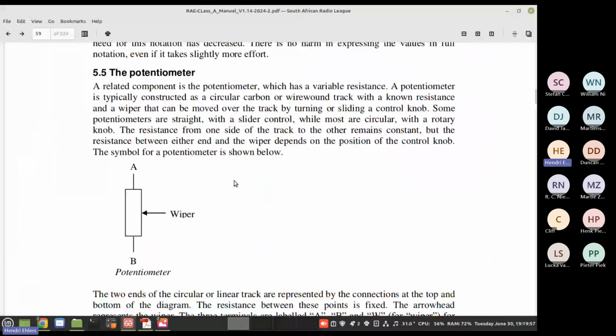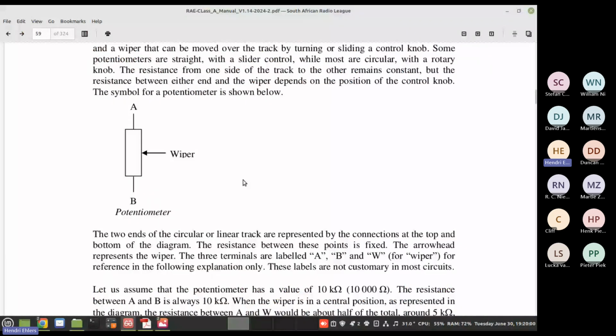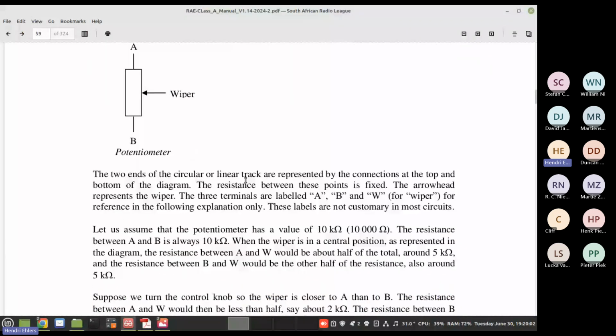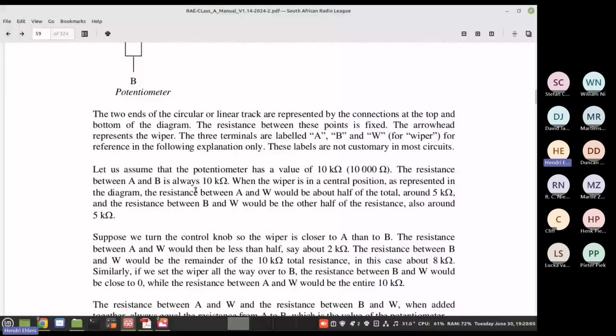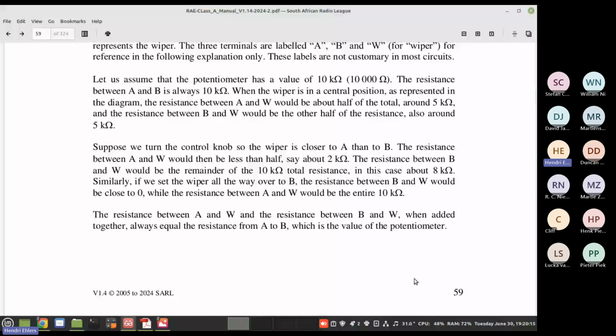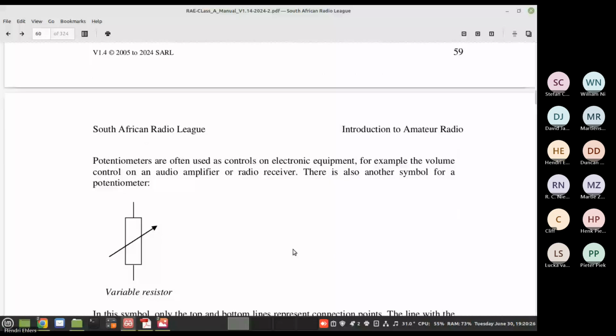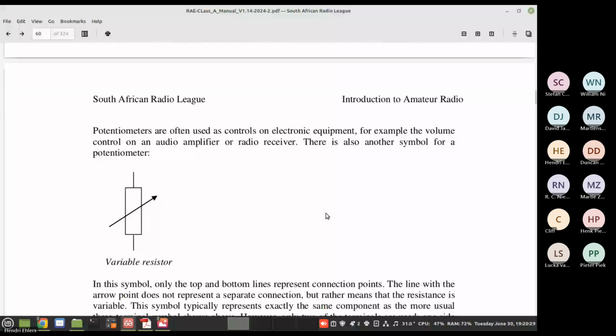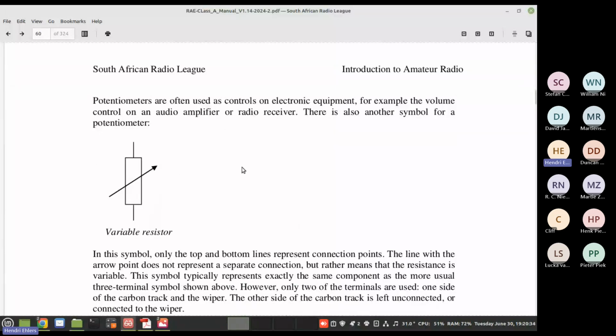So there's your A and B and your wiper in the middle, and then here's a whole explanation of what I've just said, where you've got a 10K value. If you turn it halfway, 5K, 5K. Closer to A, whatever you take away from the one side gets added to the other side. Total resistance, so that part we've done. Volume control for an amplifier, they are indeed correct there.